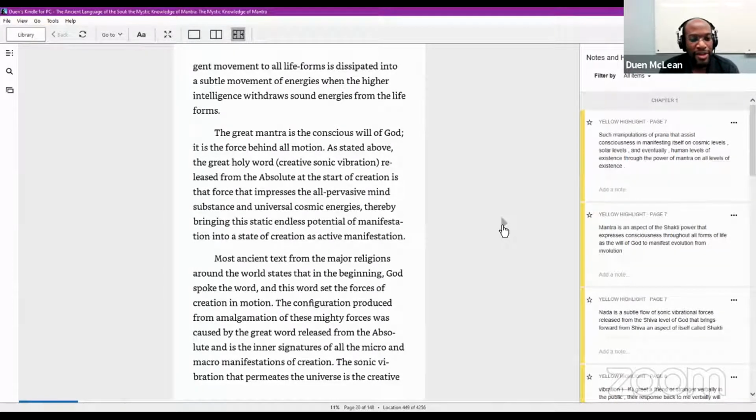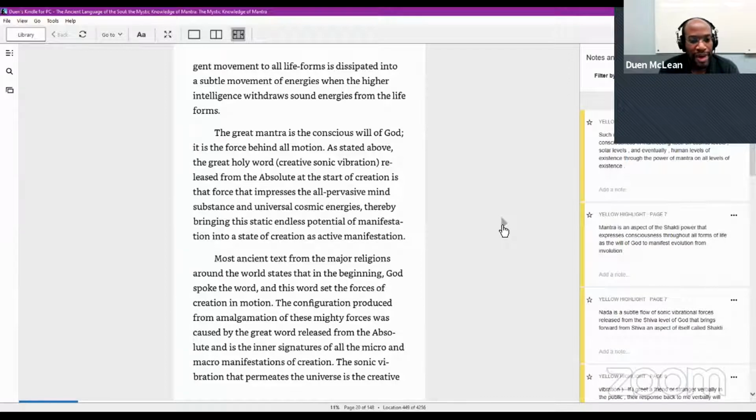As stated above, the great holy word, creative sonic vibration, released from the absolute at the start of creation, is that force that impresses the all-pervasive mind substance and universal cosmic energies, thereby bringing this static endless potential of manifestation into a state of creation as active manifestation.